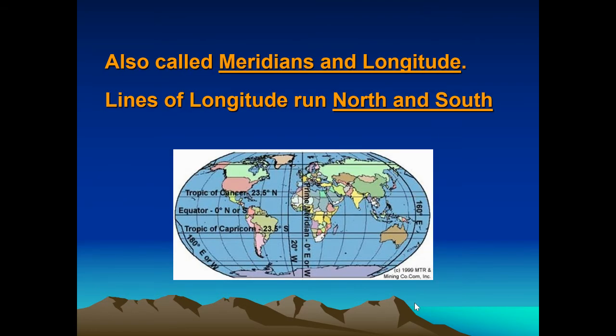I have something else called meridians and longitude. And those are going to be the lines that run north and south. Longitude, second letter is O. North, second letter is O. South, second letter is O. Easy way to remember those.